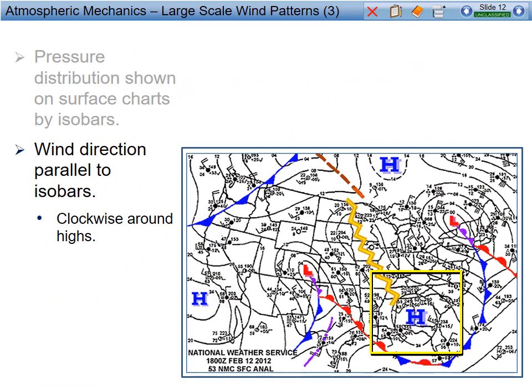Highs and lows are shown in this manner with a blue H for high and a red L for low. The wind direction is going to be parallel to the isobars and clockwise around high pressure centers, as well as counterclockwise in the opposite direction around the low pressure centers.